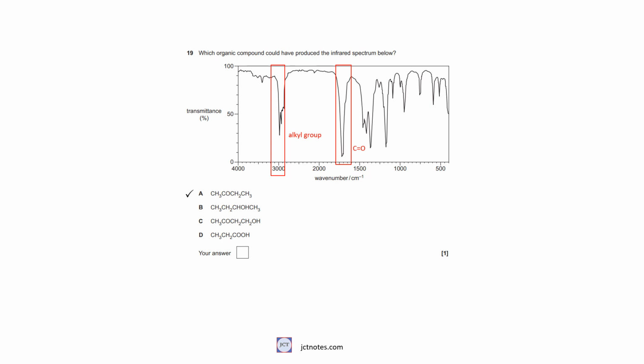C is a ketone with an alcohol group. As we have seen for B, the alcohol group is not observed and therefore C is not the answer. D is a carboxylic acid. We should expect a broad peak in the region 2500 to 3300 reciprocal centimetres due to the oxygen-hydrogen bond, but the peak observed is not broad, so D can be discarded. The only option left is A. The answer is A.